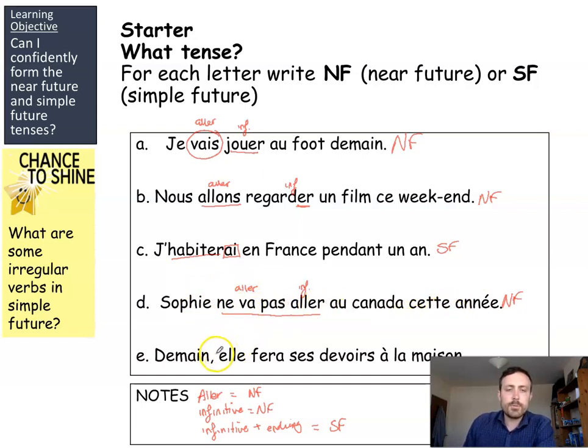And the last one, E. Demain, elle fera ses devoirs à la maison. So we're looking here, we're finding the verb structure, which is here.